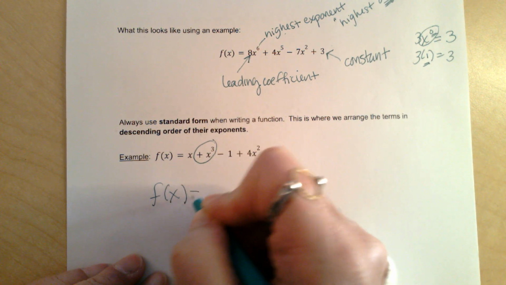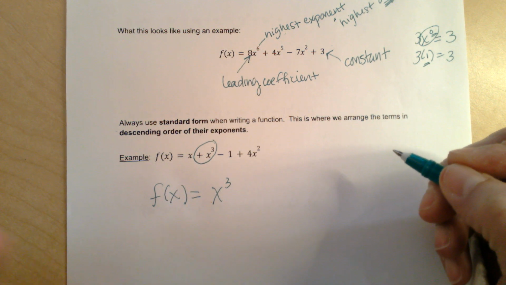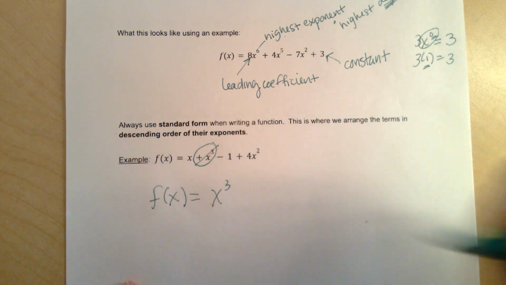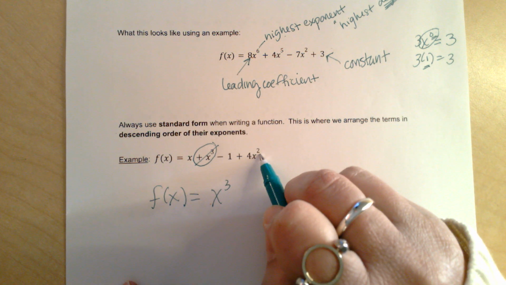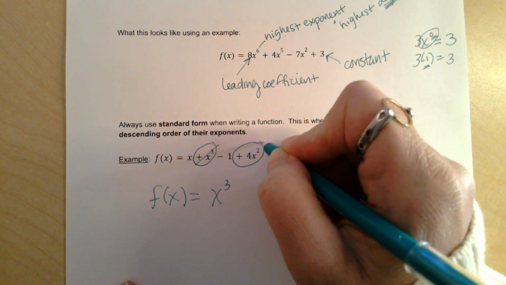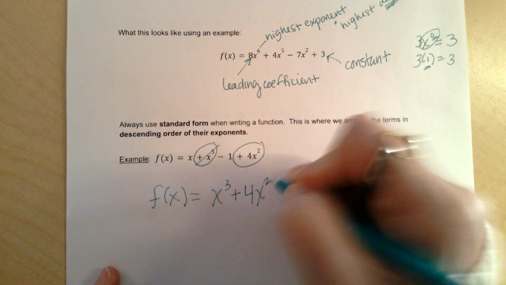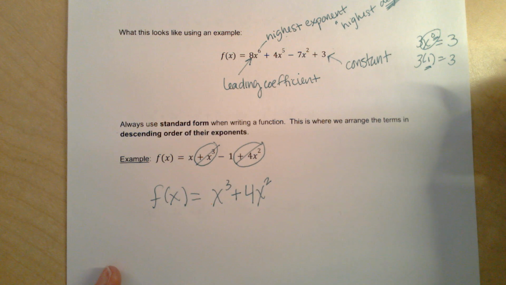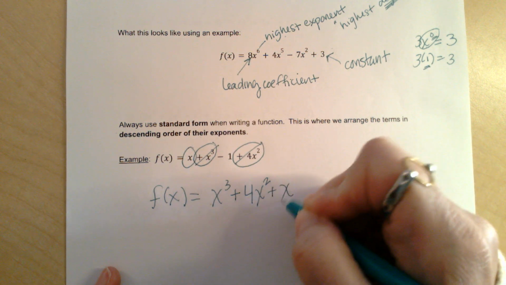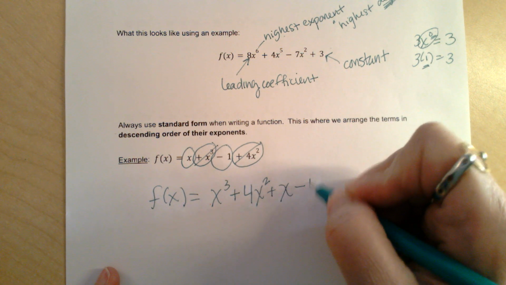So when I rewrite it here, I'm going to write down f of x equals x to the third. And then I'm going to cross it out because I used it. Now I'm going to look for the next highest exponent, and we see that it's x squared. So I'm going to circle the term positive 4x squared, and I'm going to write plus 4x squared, and cross it out. Next we have x, and that's a positive x, so plus x. And the last one we see is a minus 1.